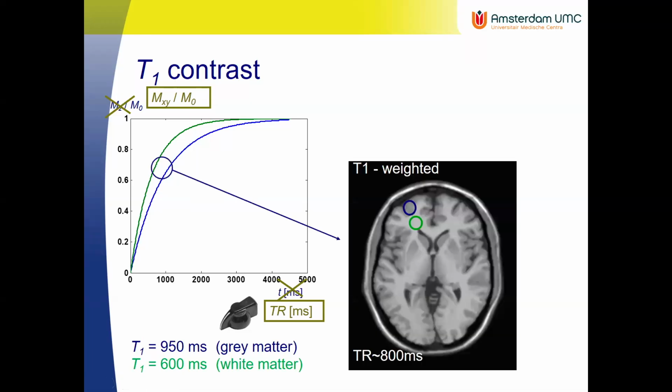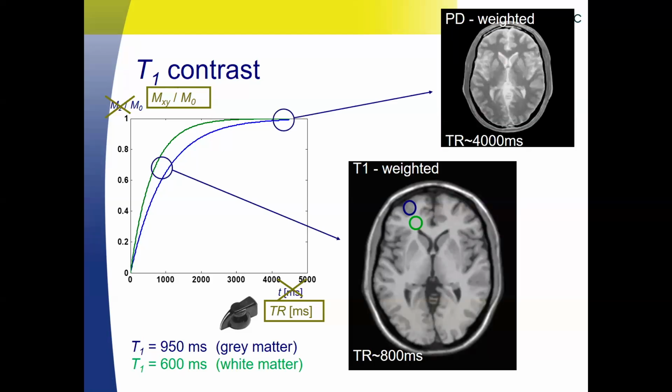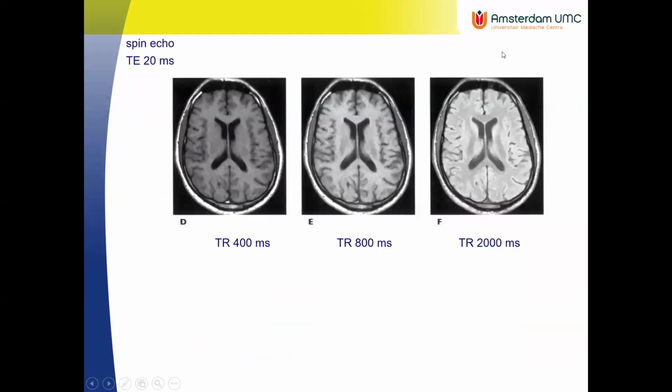So there we have the signal difference between the two tissues. And if we wait long enough, we don't get the T1 weighting, but we do get the proton density weighted image. Okay, so here's another example of the contrast changing with the repetition time, while the echo time, the other parameter, is constant. You see that the contrast between gray matter and white matter is optimal in this middle image, where the repetition time is roughly equal to the T1 of the tissues.